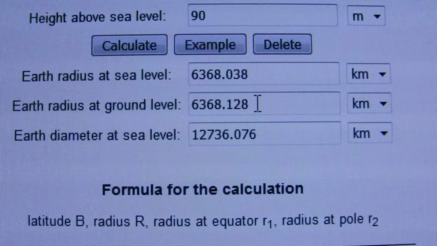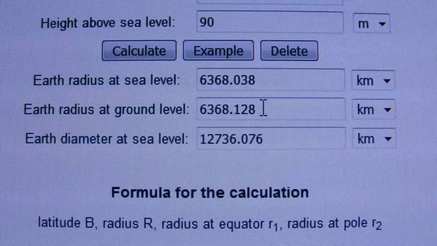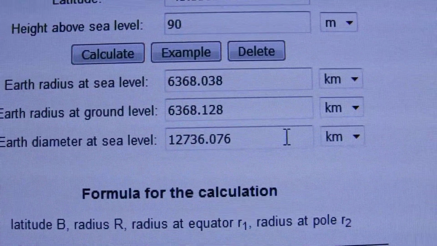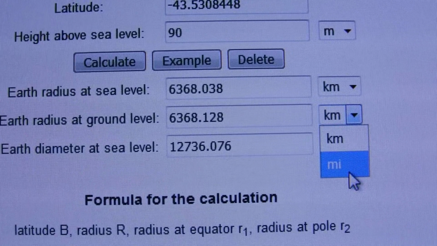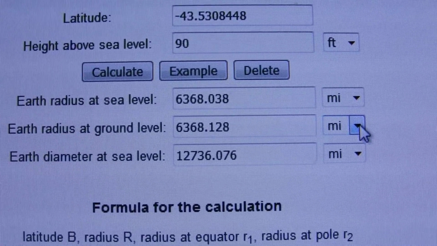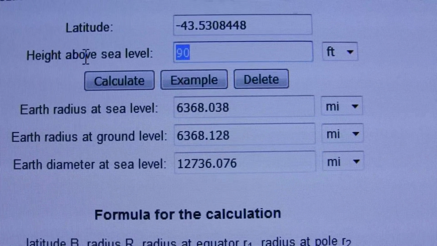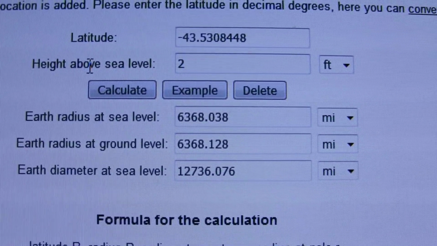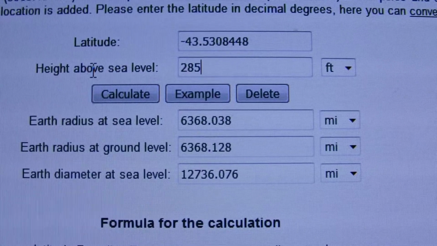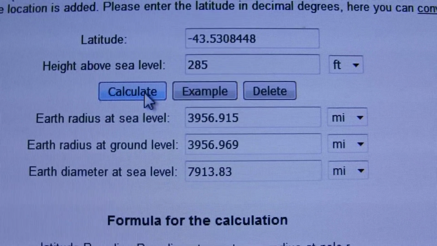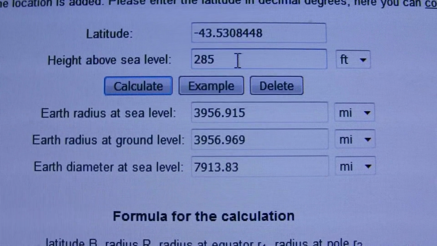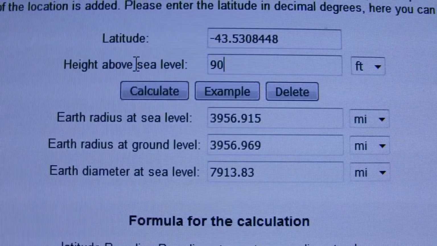Sea level, ground level 90 meters above it. There's your radius in kilometers. Also available in miles for people who are afraid of kilometers for some reason.